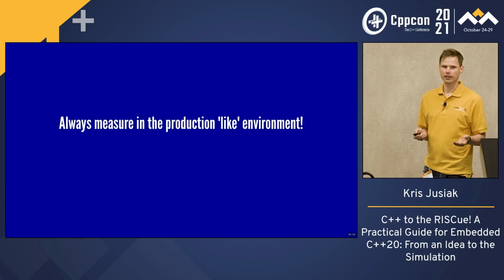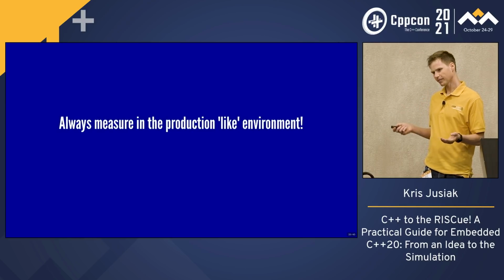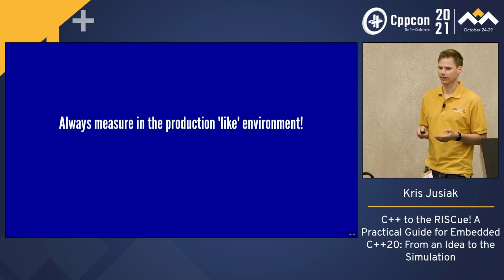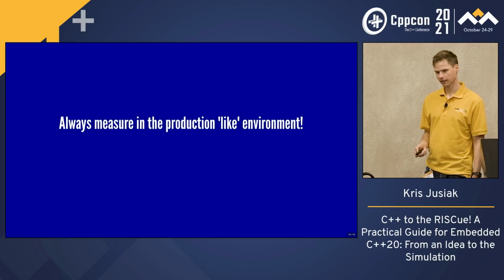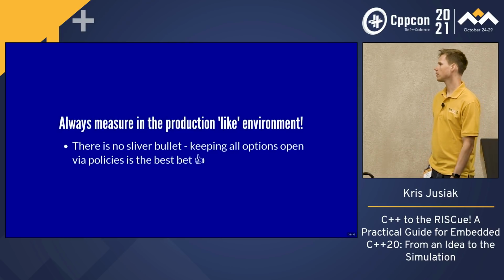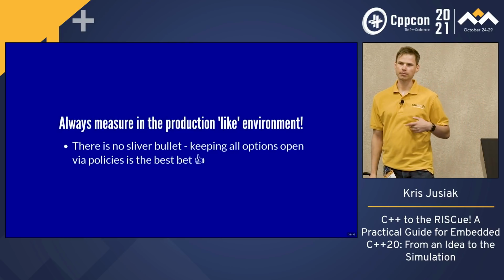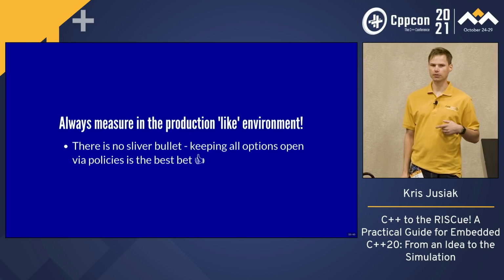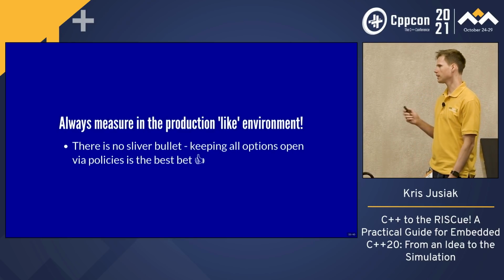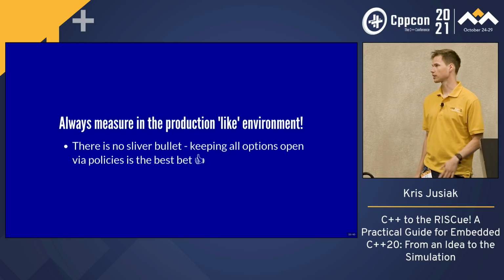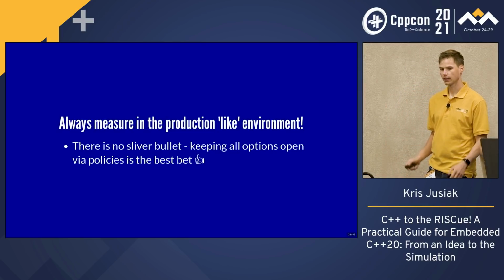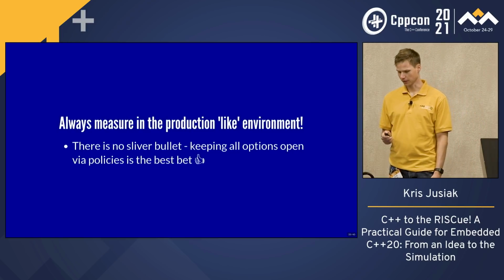If you want to, check out whether the Raspberry Pi code will work on ATtiny after recompiling with the same performance. I would argue that probably won't be the case. But there's no silver bullet, and in my personal opinion, keeping all options open is always the best. So, for example, having policies which you can switch easily is the best bit, so that we can experiment, run different benchmarks, and see which one actually gives us the best performance.